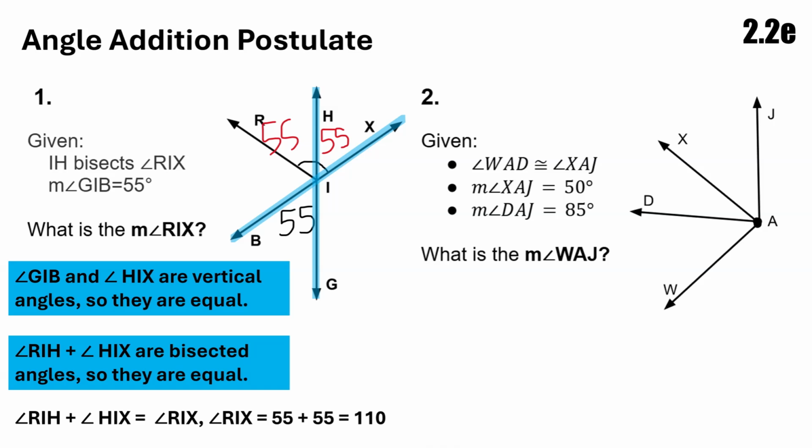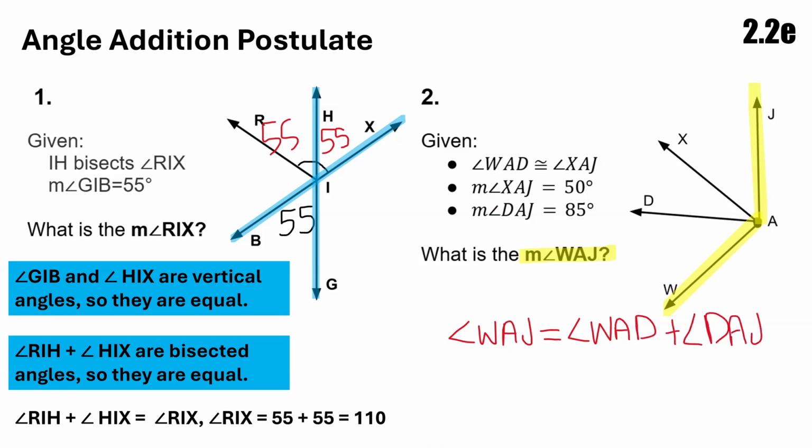The second problem asks, what is the measure of angle WAJ? Angle WAJ is the angle measure of the entire group of angles. Using the angle addition postulate, angle WAJ will equal angle WAD plus angle DAJ.